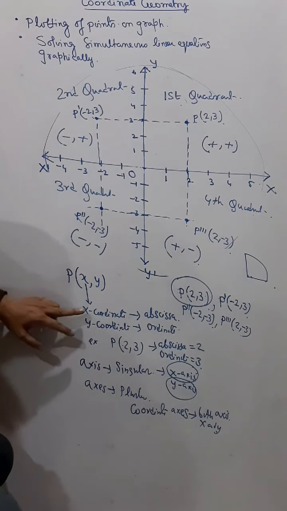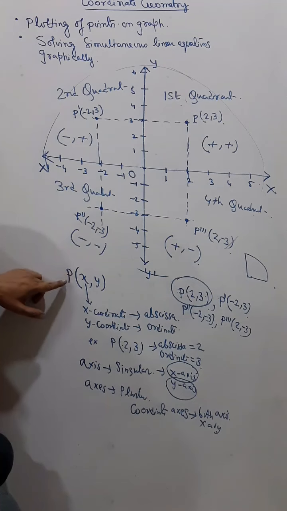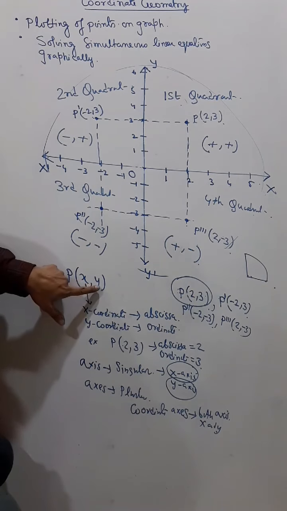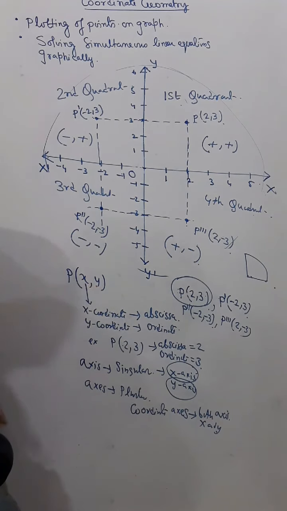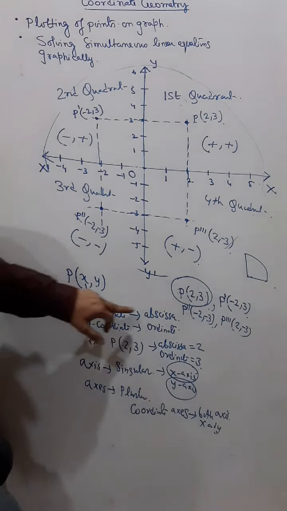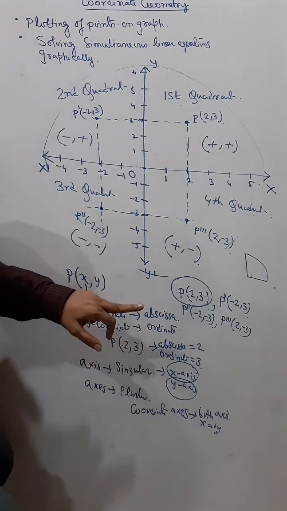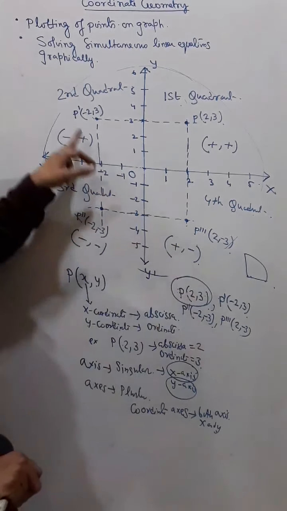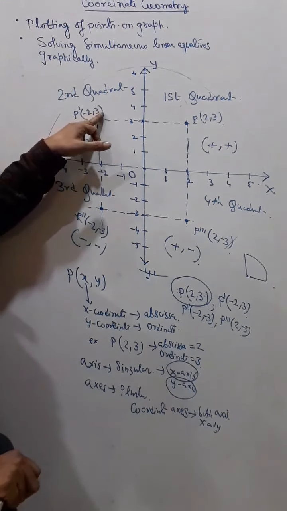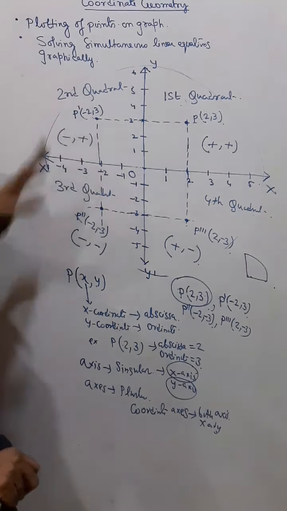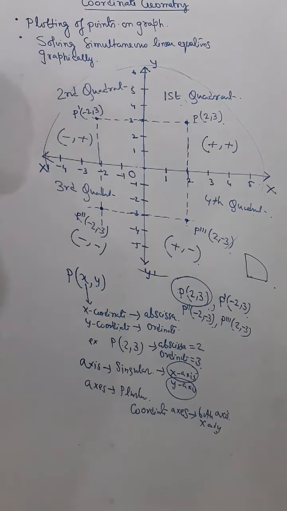Also, you have to remember that any coordinate point we mark as x comma y. X comma y means the first value is always the x value and the second value is the y value. The x coordinate is known as abscissa and the y coordinate is known as ordinate. Say for example, when I say point -2, 3, that means we say the abscissa is -2 and the ordinate is 3. Okay, understand?